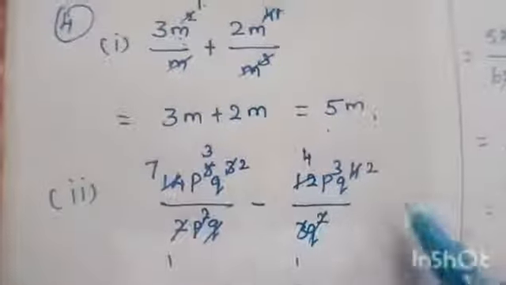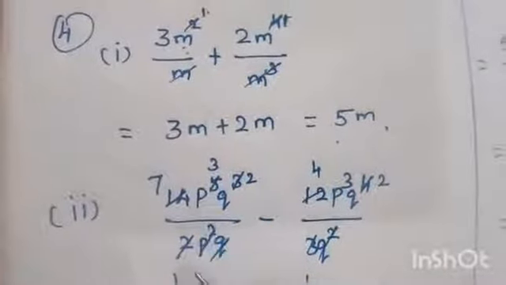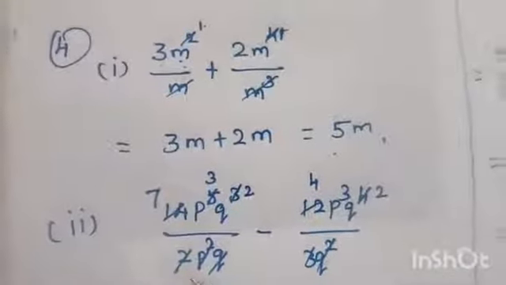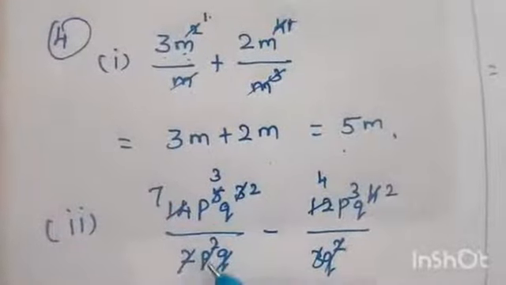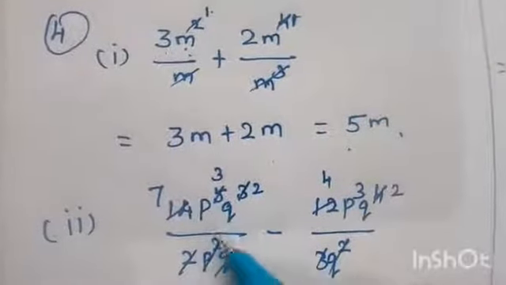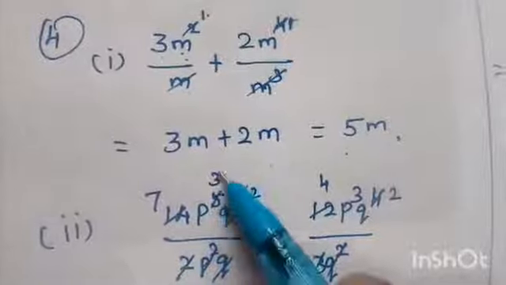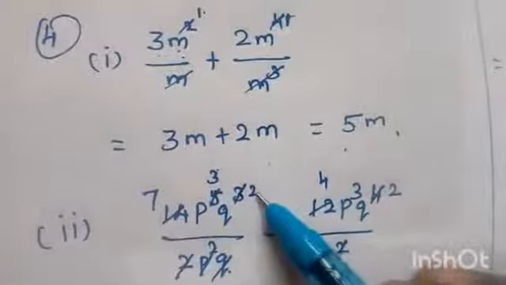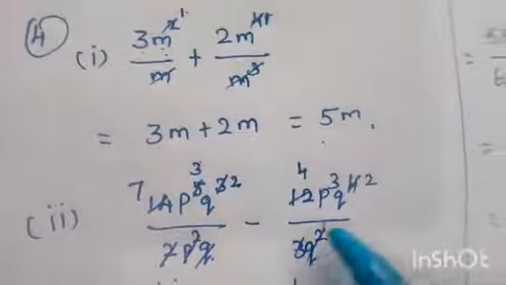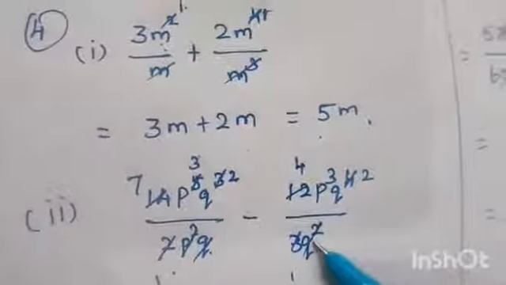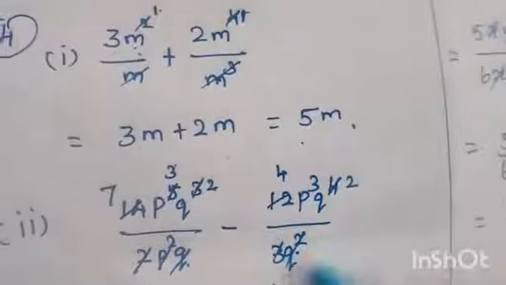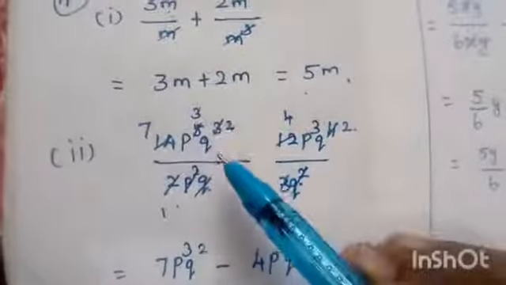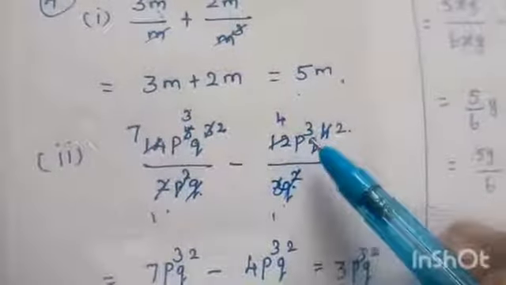Second question, the same way: cancel the first term, numerator to denominator. 2 7s are 14, so 7. P square with p power 5: 2 times cancelled, so remaining 3. You cancel only the powers. Q cube, 1 time cancelled, we have q square. The same way for the second term: 3 4s are 12, q square 2 times, here 4 times, so 2 times cancelled, remaining 2. After cancelling we have 7p cube q square minus 4p cube q square.